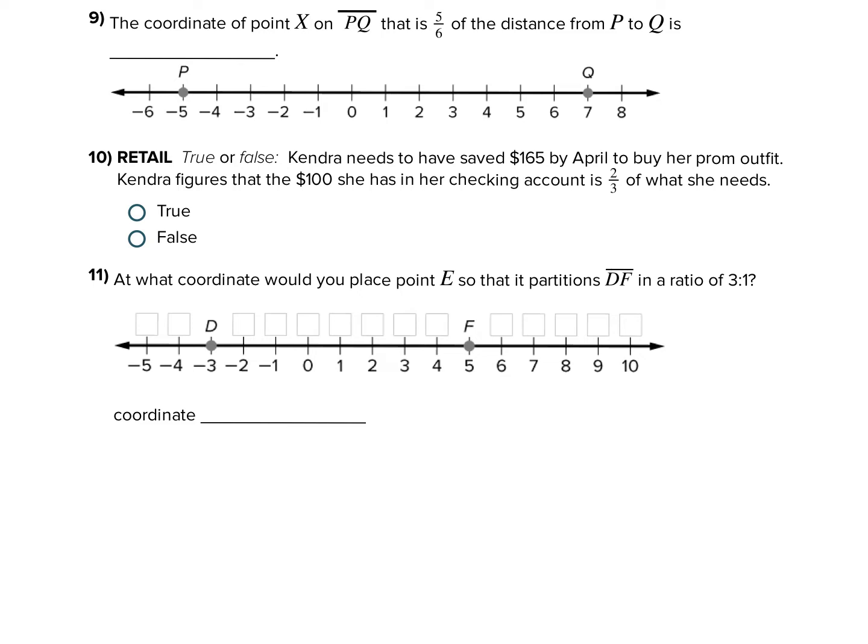Well, to find out, what we're going to do is we're going to multiply, okay? So 2/3 or 1/4 or 8/5, whatever, any fraction where you see the word of means we're going to multiply. So we're going to multiply 165 because that's how much money she needs, times 2/3. This problem really isn't any different than question number 9.